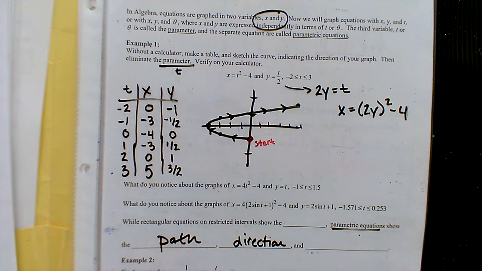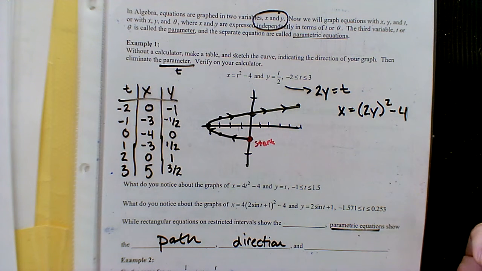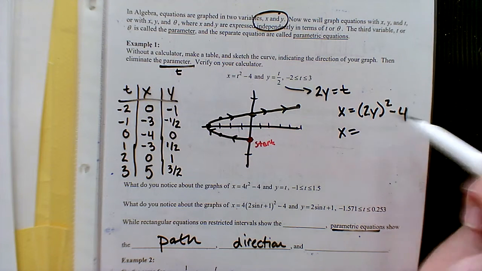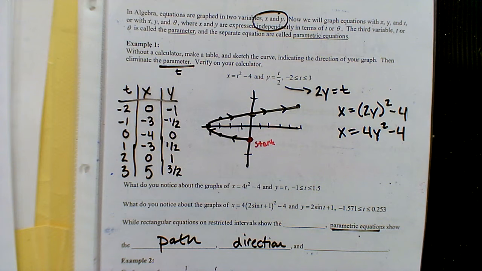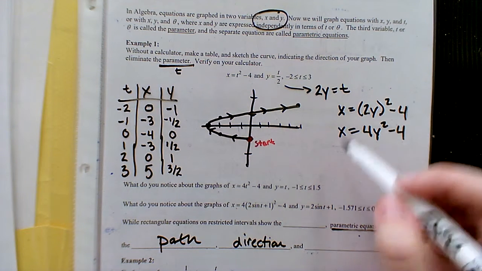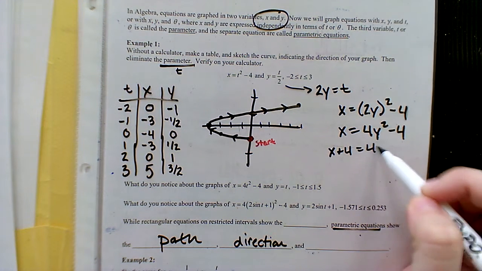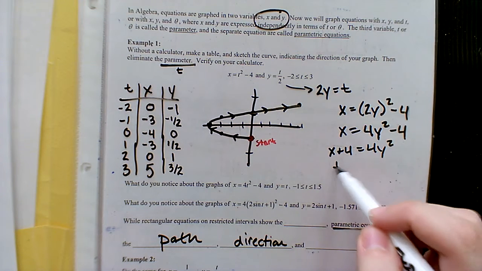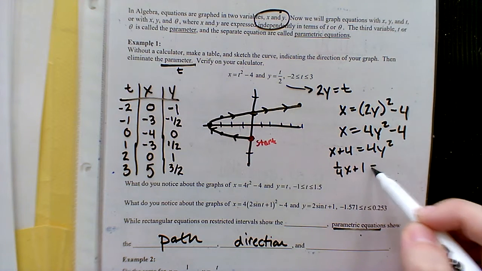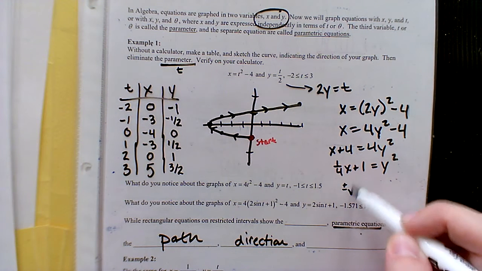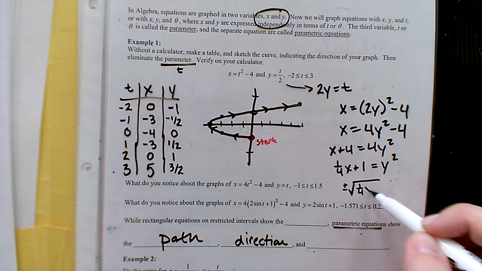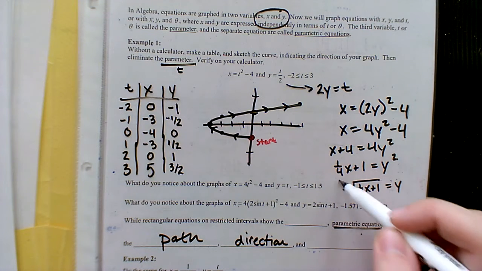The only thing is we're not used to seeing an x equals equation, so we're eventually going to rearrange this to get y all by itself. So if we square this, we'll have 4y squared. And then we can go ahead and solve for y. Maybe add the 4 over. We can divide by 4. And then we'll square root both sides. So we'd have plus or minus the square root of 1/4 x plus 1.